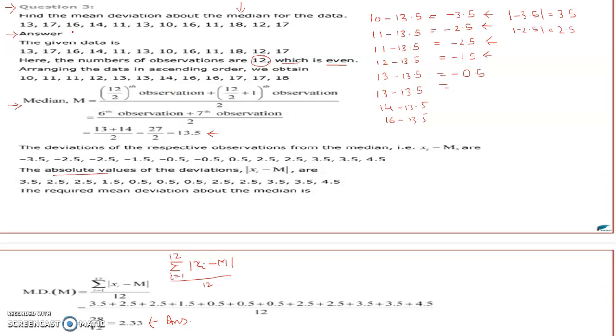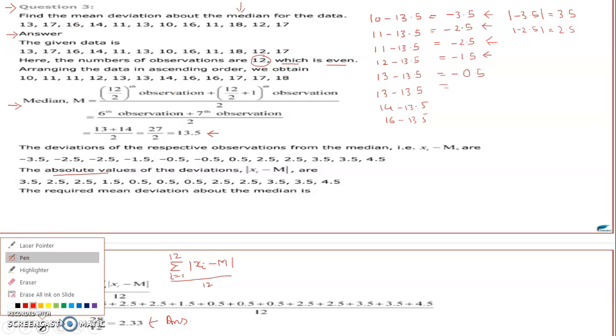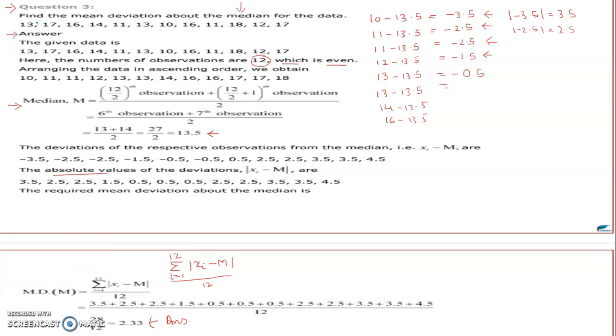So I'm repeating again and I'll change the ink so it will be easy for you to differentiate. Question is saying find the mean deviation about the median. In the previous video I had explained about mean. Now I am explaining how to find mean deviation about the median. So first you have to calculate median. This you studied in 10th class and the formula was n by 2th observation plus n by 2 plus 1th observation divided by 2. This was the same formula which we studied in 10th to calculate median when n is even.